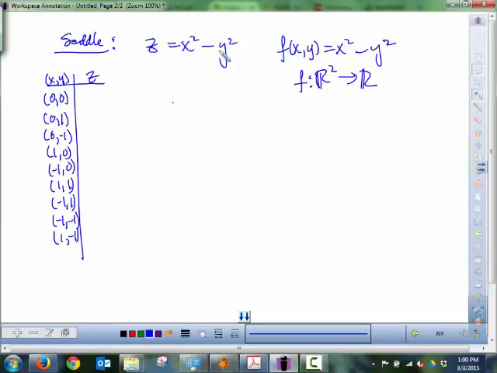So when x is 0 and y is 0, z is going to be 0. When x is 0, y is 1, this is going to be negative 1. When x is 0, y is negative 1, it's still going to be negative 1, etc. So let's see if we can fill this in properly. 0, 0, 0, 0. So that got kind of tedious really quickly.